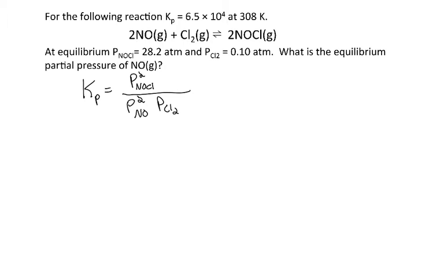So I plug in my value for Kp, and that's going to be equal to 28.2 squared over the concentration of NO is what we're solving for, so that's going to be x squared, and then the concentration of Cl2. All right, so I need to solve for x squared, so I need to get it out of the denominator, so I'll multiply both sides by x squared.